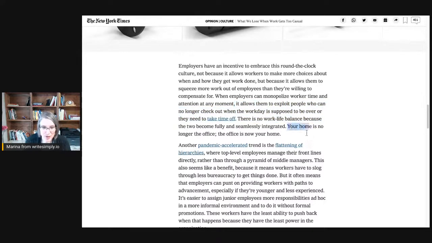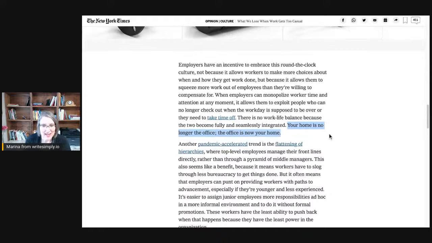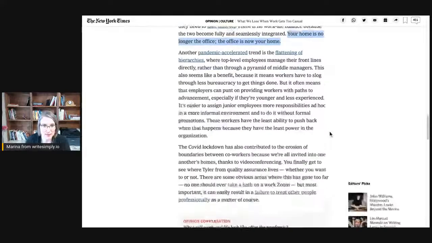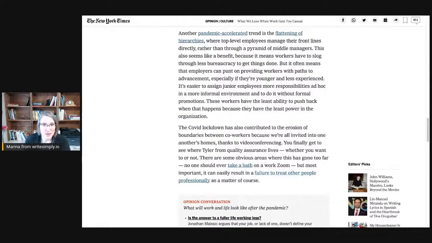Your home is no longer the office. The office is now your home. Then it talks about another thing. Another pandemic accelerated trend is the flattening of hierarchies. And the author has given us links to something else that's going to support her reasons. And let's see if the reasons are logical.